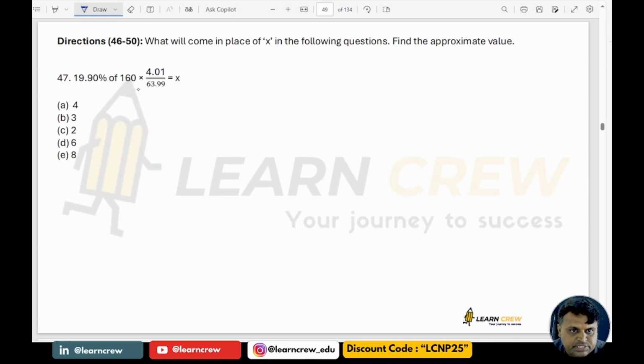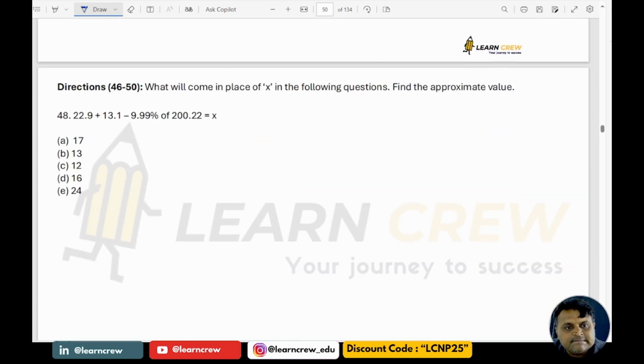20% of 160 is 32. 32 to the 64. Now 4 16s are. So thereby you will get x as how much? 20% of 160 is 32. Now 32 into 4 is 128. 128 by 64 is 2. So the answer is 2.